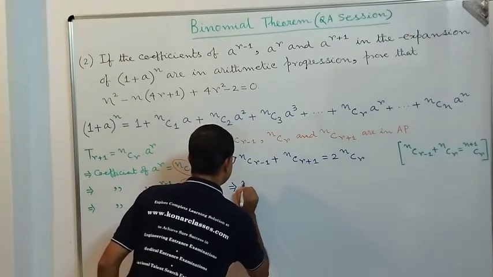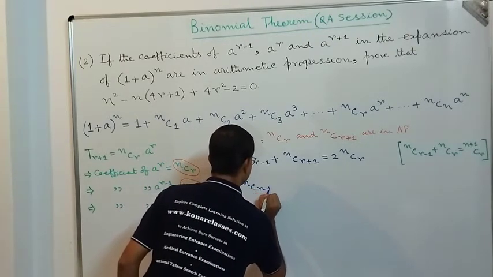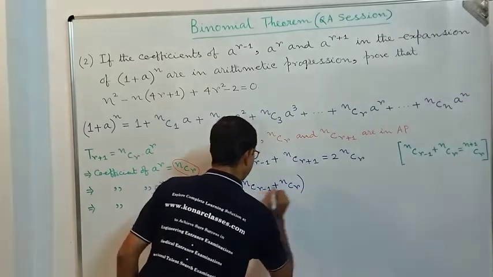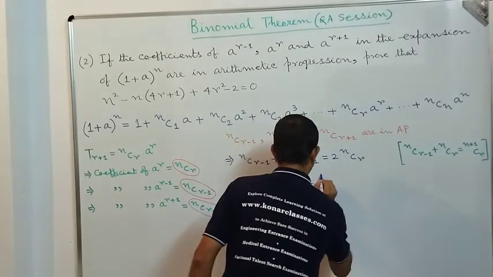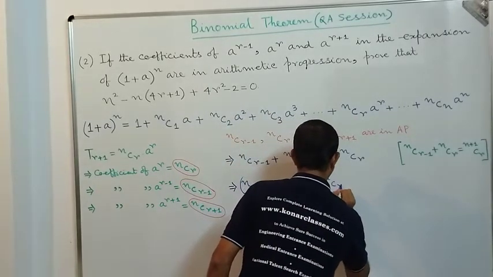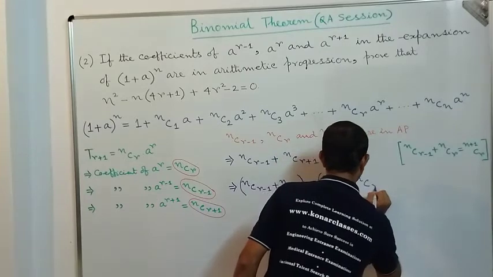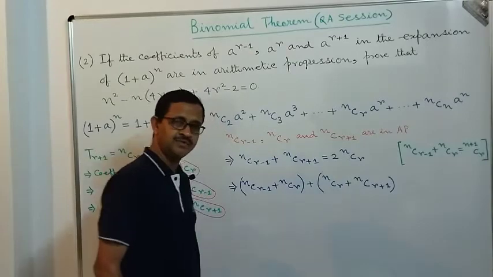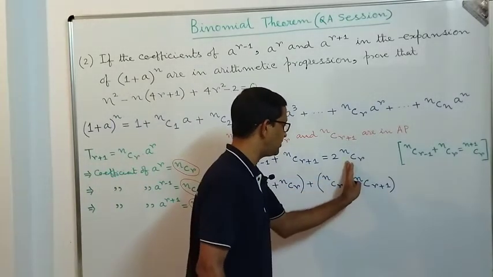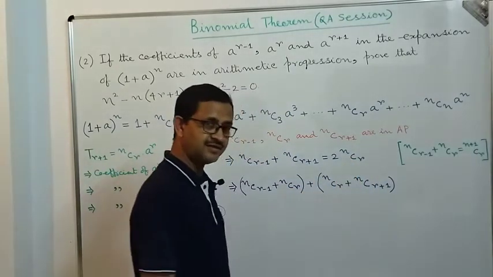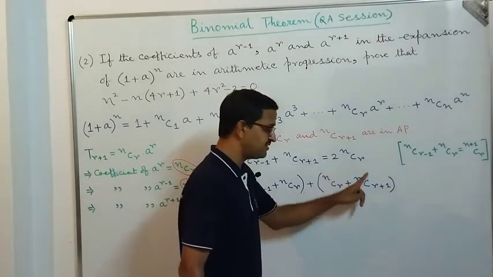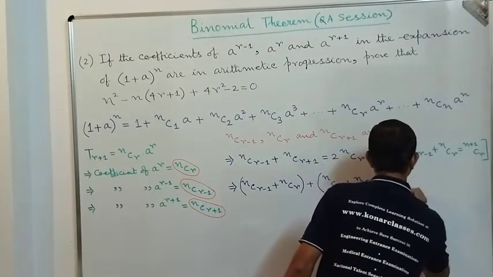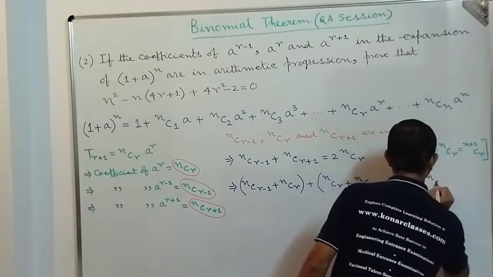So we can write that nCr minus 1, we are adding one nCr, plus we are adding one more nCr, plus nCr plus 1. So that means 2 nCr we have written in the left hand side. So we need to adjust that. So we should add 2 more nCr in the right hand side. So already 2 into nCr is there. If we add 2 more nCr, it will become 4 times nCr.